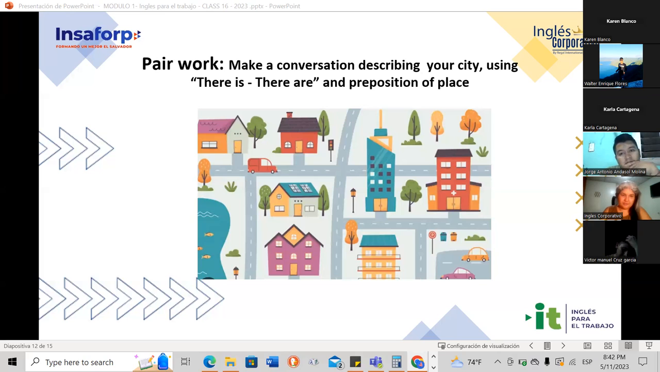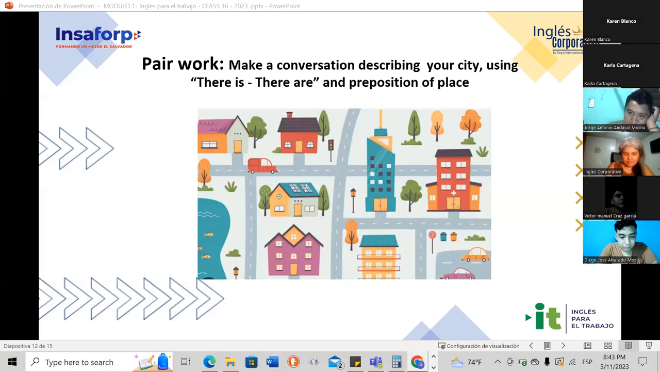Hi, Isabel. There is a church. Yes, there is a church. There is a river. Yes, there is a river. There is a building. No, there aren't buildings. There are restaurants. Yes, there is a restaurant. There are schools. Yes, they are a school. Okay, okay.